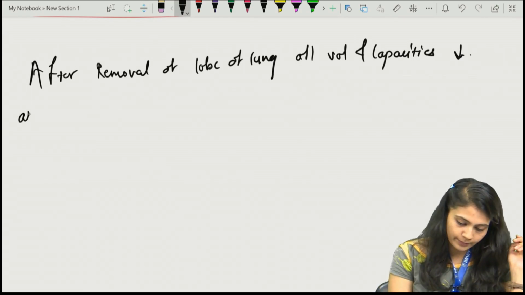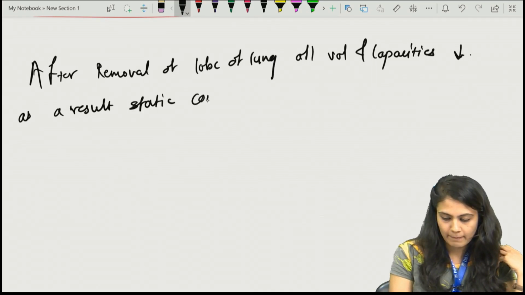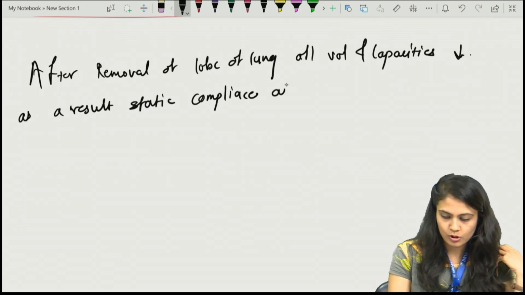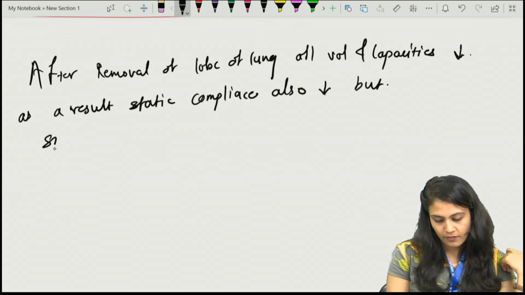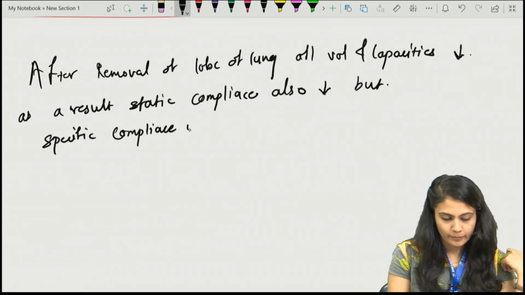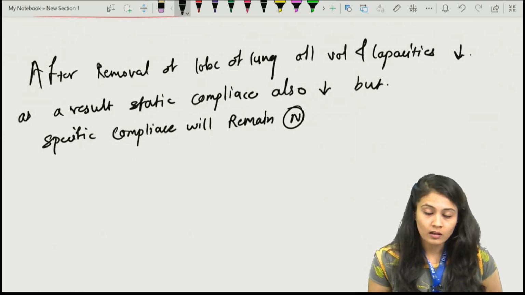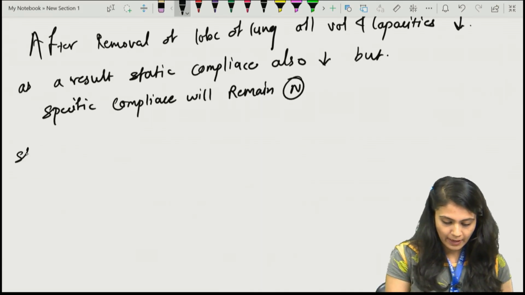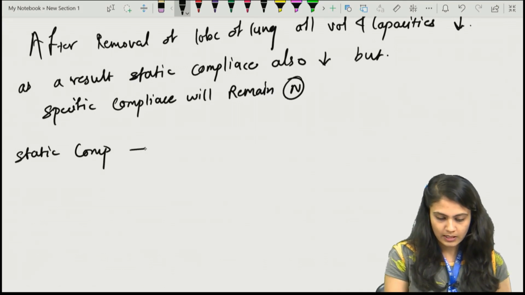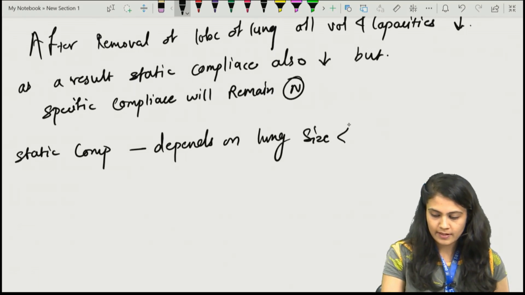Then as a result, what will happen? As a result, static compliance also decreases. Static compliance is also decreased, but the specific compliance will remain normal. Why does such a thing occur, that specific compliance remains normal and static compliance decreases? Because static compliance depends on lung size and stretchability.